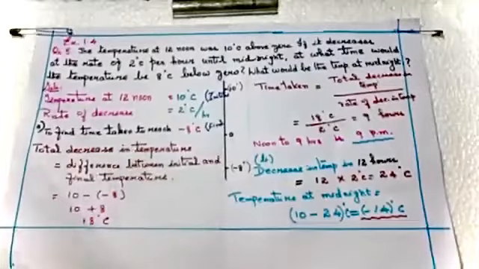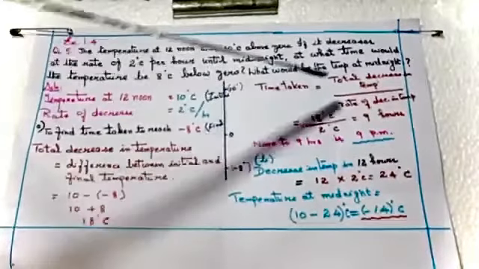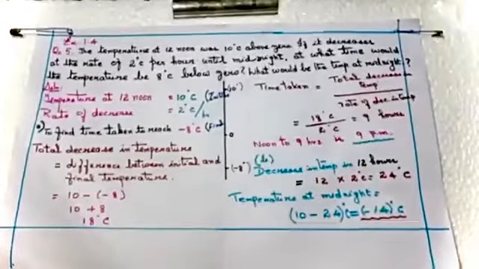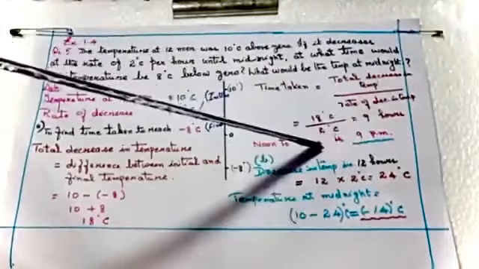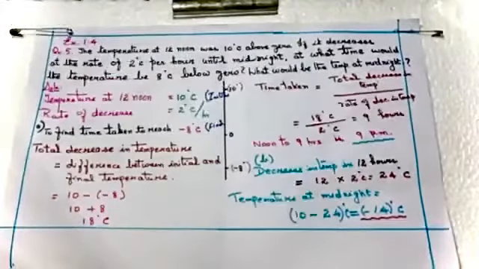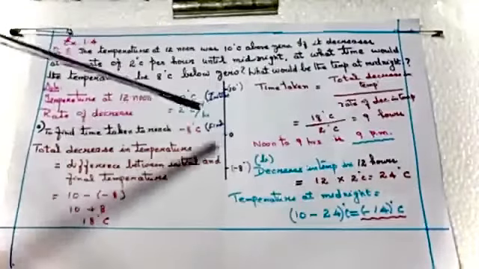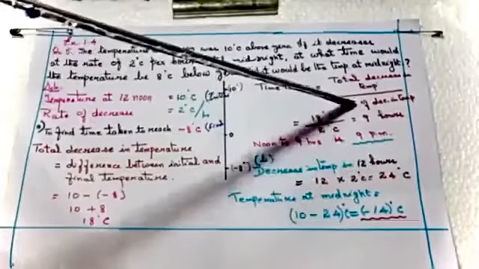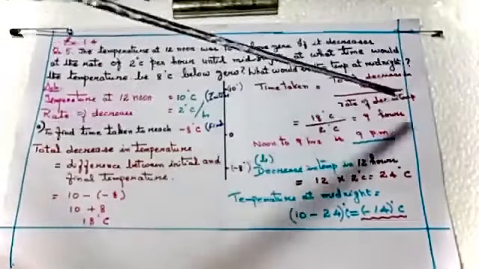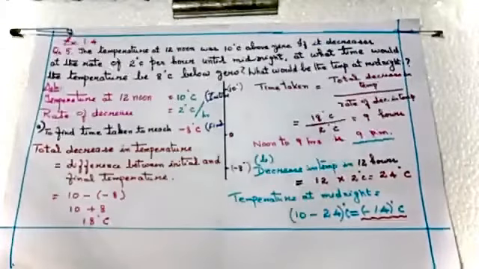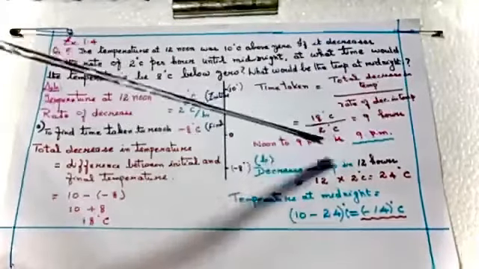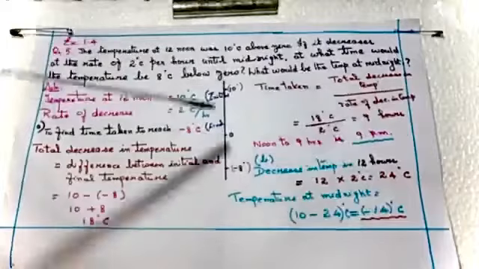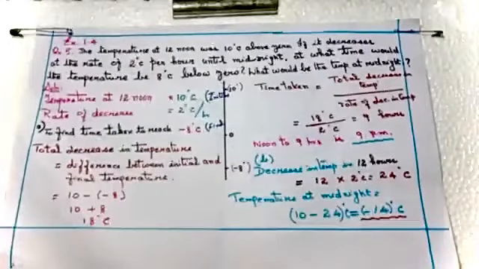Now, we should find the time taken. Time taken is nothing but total decrease in temperature divided by rate of decrease in temperature. That equals 18 degrees Celsius by 2 degrees Celsius, which is equal to 9 hours. So, from 10 degrees to reach minus 8 degrees, it takes 9 hours. From 12 noon, when you add 9 hours, what will be the time? From noon, 9 hours is 9 p.m. So, at 9 p.m., the temperature is minus 8 degrees Celsius.